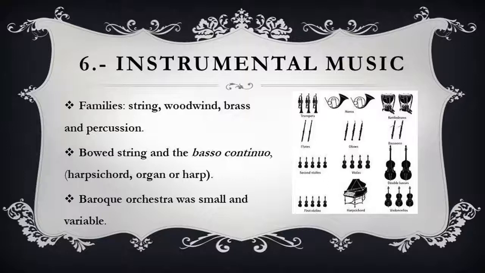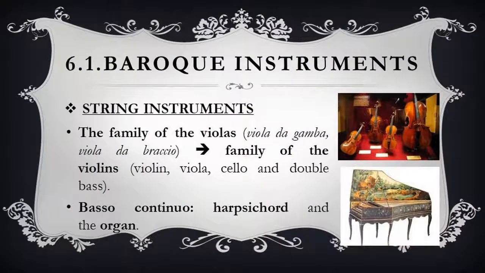The essential basis of the Baroque orchestra was bowed string and the basso continuo, usually performed by the harpsichord, although the harp and the organ were also used. In each piece, the instruments and the number of instruments could change. So, compared with the current orchestras, the Baroque orchestra was smaller and variable.